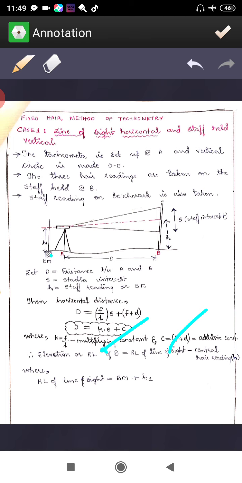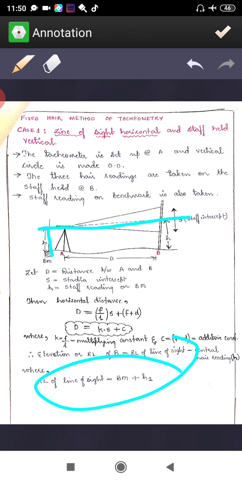RL of line of sight is important, minus H, if you do, you are going to get this. Now how to get the RL of line of sight? RL of line of sight is RL of benchmark plus H1, you are going to come here, that I have shown here. This is the formula for line of sight horizontal and staff held vertical. Now this is case 1.